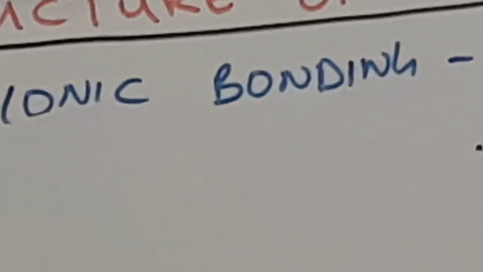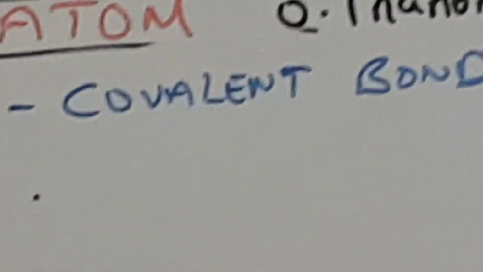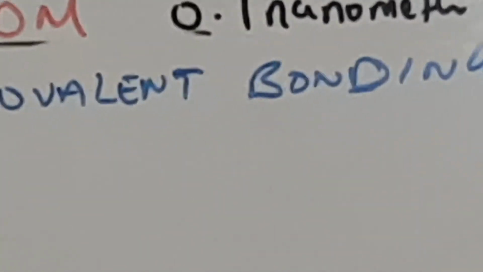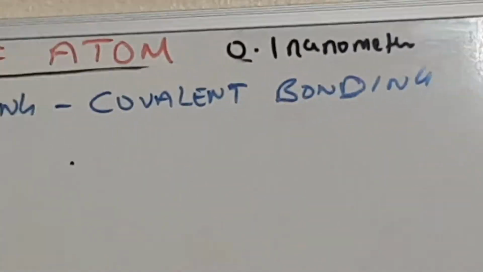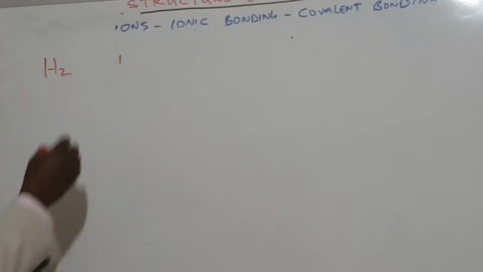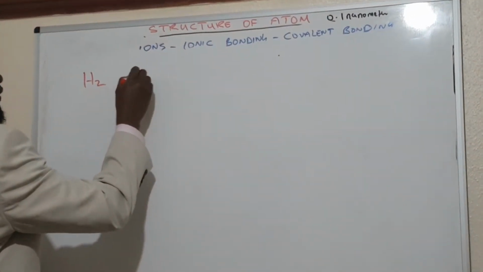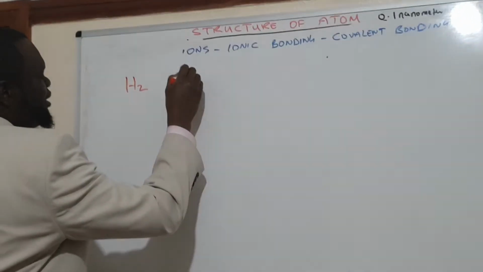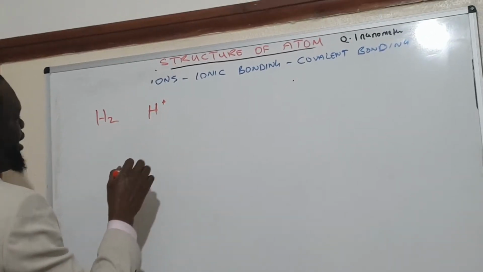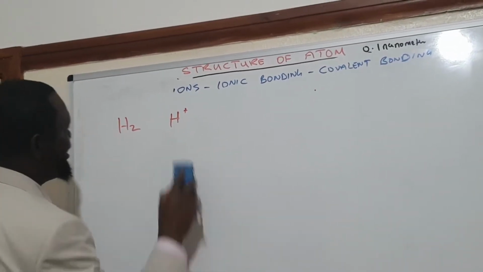Now, let's look at covalent bonding. Let's look at hydrogen first. Hydrogen has only one electron. Okay? So hydrogen with 1 electron, let's say 1 plus. Okay? No, you won't use 1 plus because it does not lose any electron.